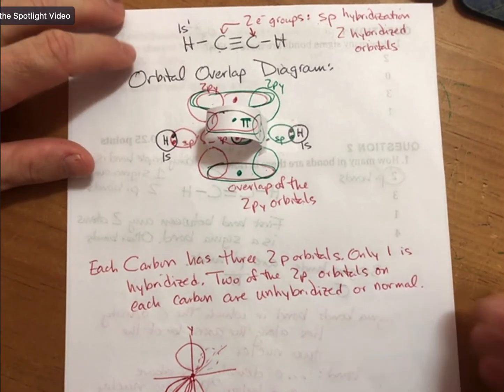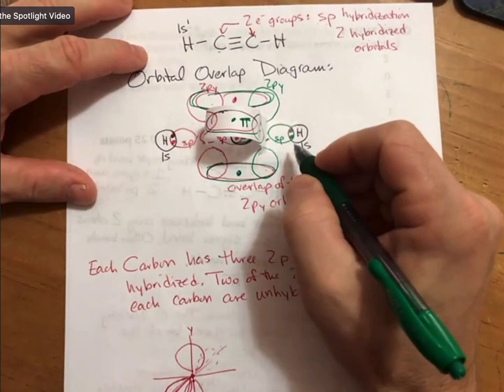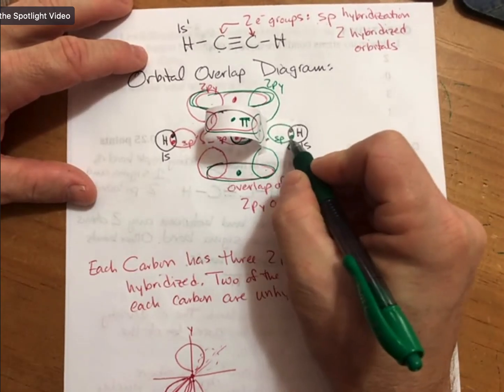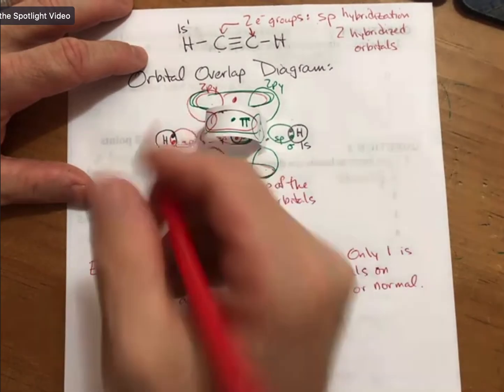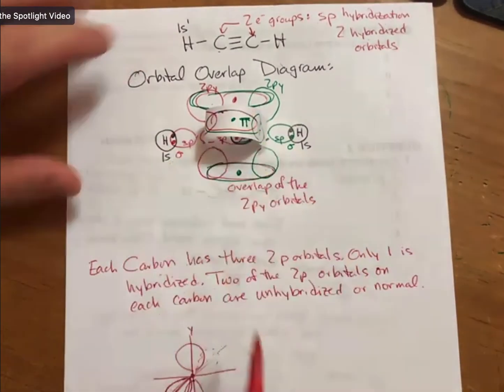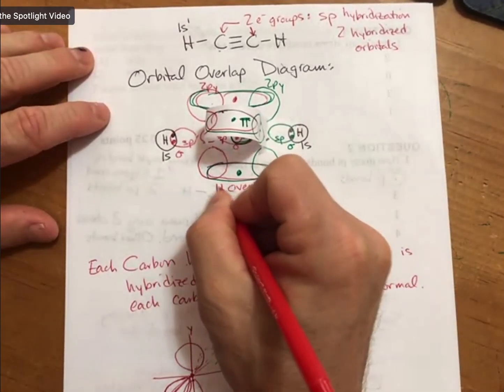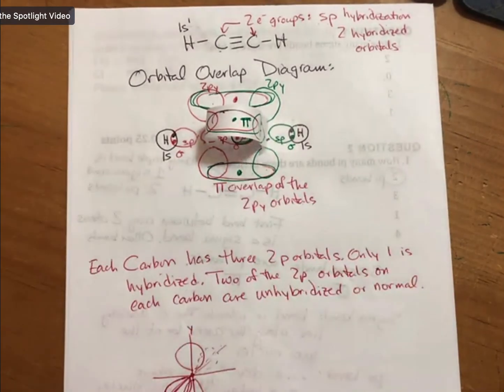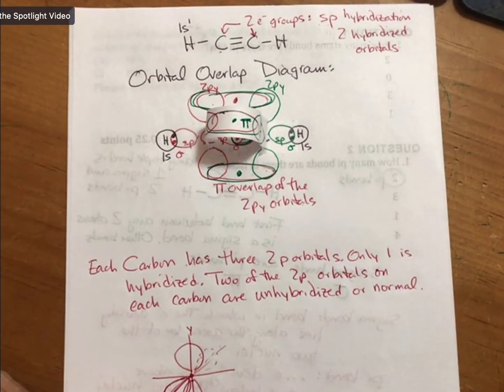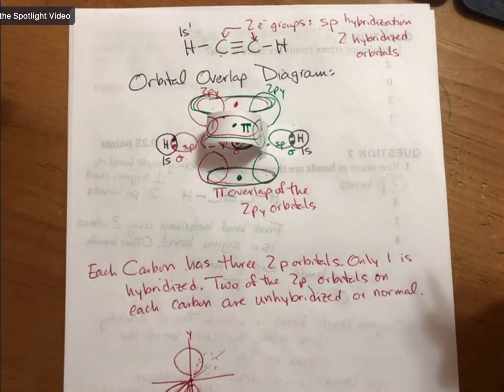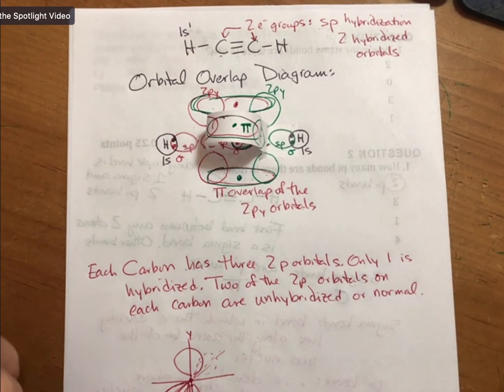I guess the one thing I forgot to mention about this is I do ask you to label this as a sigma bond, this is a sigma bond, and right in the middle here is also a sigma bond, and this is a pi bond, and this is a pi bond as well. But what I really like about orbital overlap diagrams is that you really see a bond is made from the overlap of one orbital from each atom. And that's really clear in this.